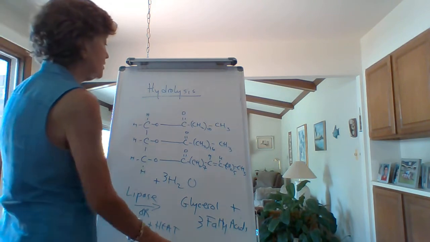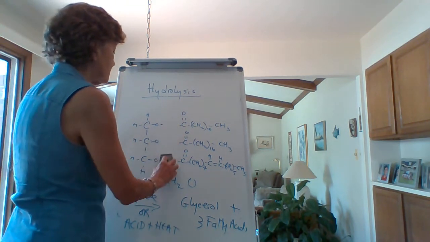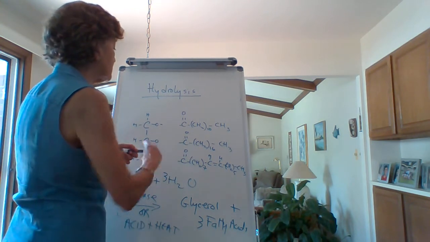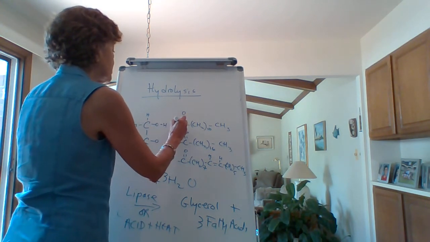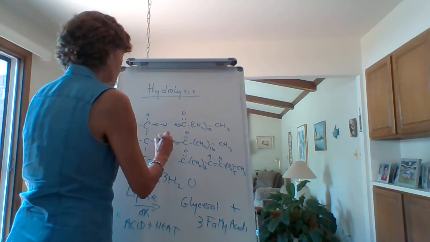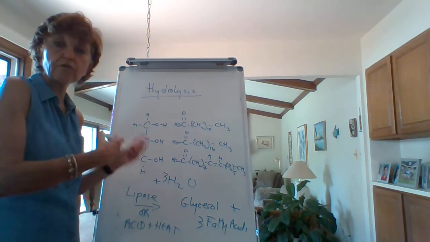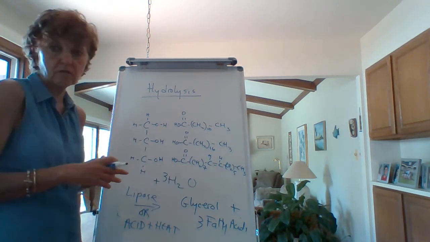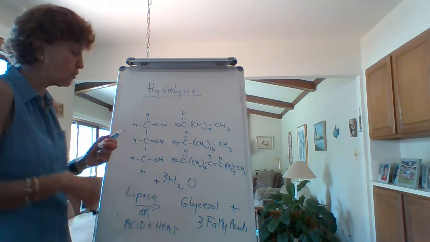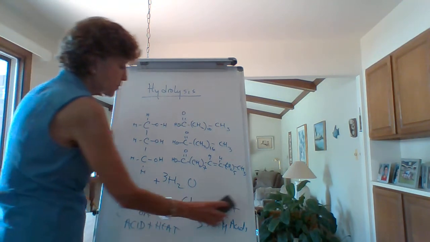So you end up with the original, so this is broken. This ester bond is broken when you hydrolyze, and you end up with an H here, H, OH. Okay, the original 3 fatty acids and the original glycerol. That's hydrolysis. All right, what is saponification?